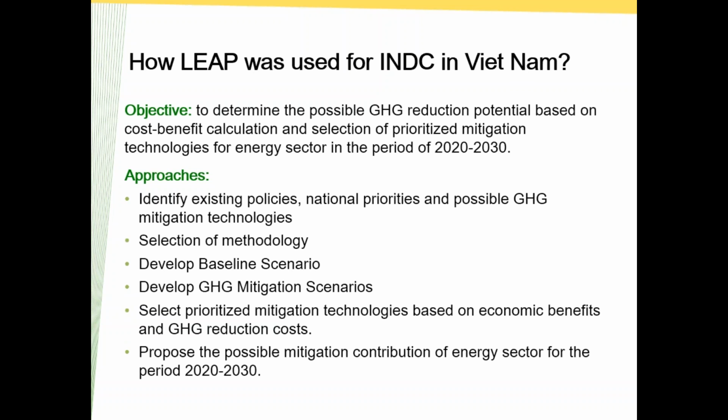How LEAP was applied for INDC in Vietnam. The objective of INDC is to analyze mitigation technology and then determine the possible GHG reduction potential that can be adopted by the country. To apply LEAP for INDC, we follow these steps. Firstly, identify existing policy and national priority, especially the possible GHG mitigation technology. Then select methodology, develop baseline scenario, develop mitigation scenario, and select and prioritize mitigation technology based on economic benefits and GHG reduction costs. And finally, propose the possible mitigation contribution of the energy sector.